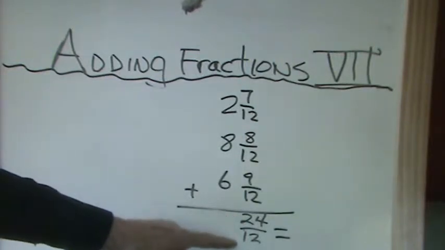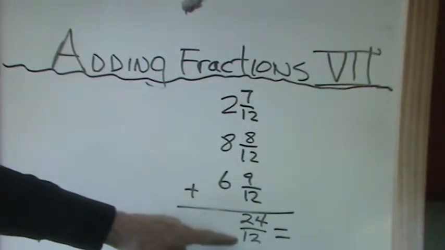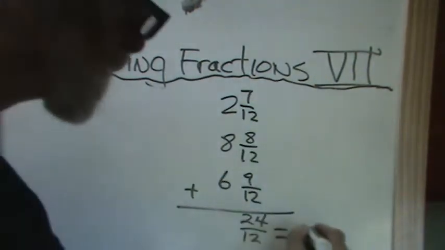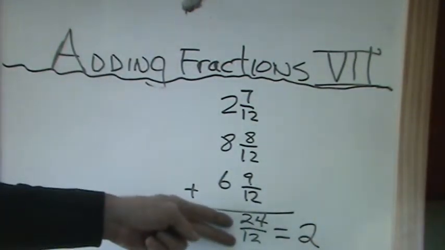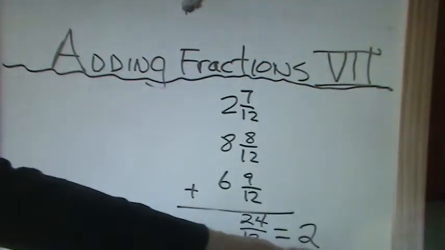24 twelfths, so I divide 12 into 24. Well, 12 and 12 is 24. 12 will go into 24 2 times, and there's nothing left over. So this improper fraction, when I change it, becomes a whole number.